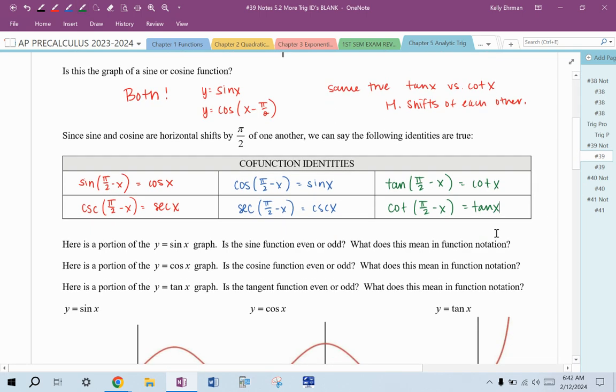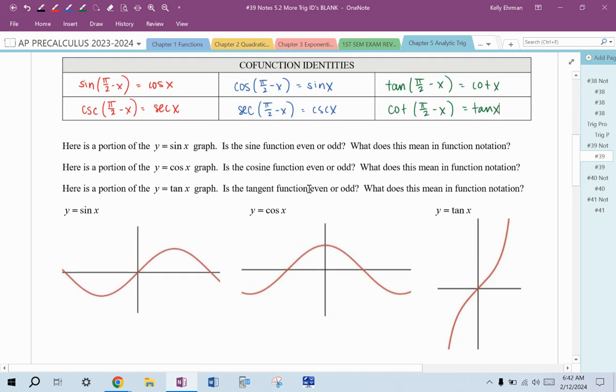Okay, next set of identities I want to look at are the even and odd identities. So here's a portion of the sine graph. Is the sine function even or odd? Okay, so remember, odd is origin symmetry. So this is the sine graph. It's odd, which again means origin symmetry.